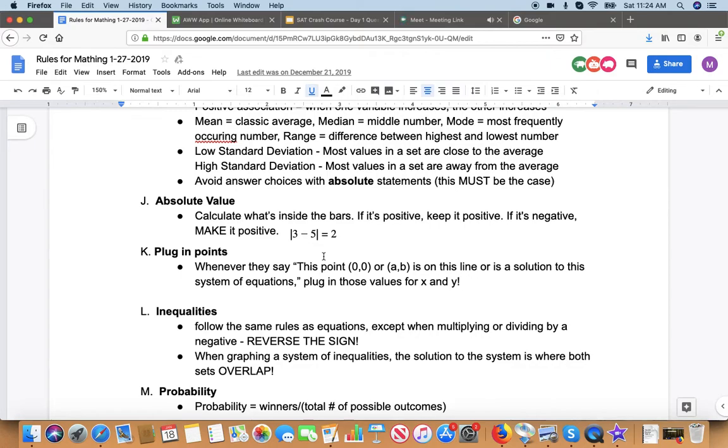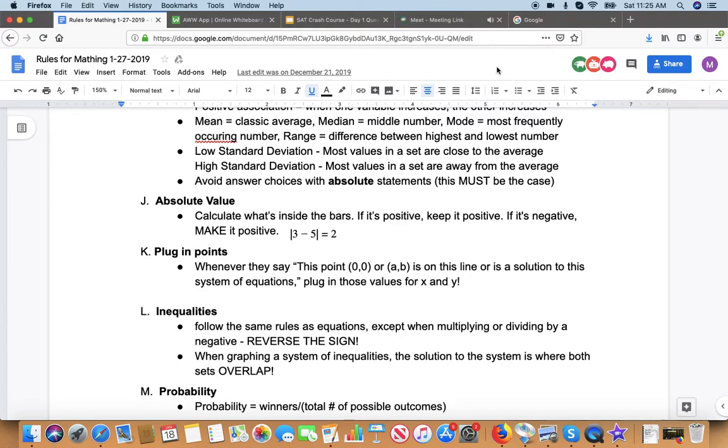Yes. So calculate what's inside the bars, and whatever output you're getting from that is going to be positive. If it's positive, don't mess with it. Leave it positive. If it's negative, just make it positive. That's absolute value. Sometimes absolute value is expressed as how far away a number is from 0 on the number line. So the absolute value of 7 is 7 because 7 is 7 units from 0 on the number line. But the absolute value of negative 7 is also 7 because negative 7 is also 7 units away from 0 on the number line. Does that make sense? Yeah, that makes sense. Okay, that's kind of the idea.